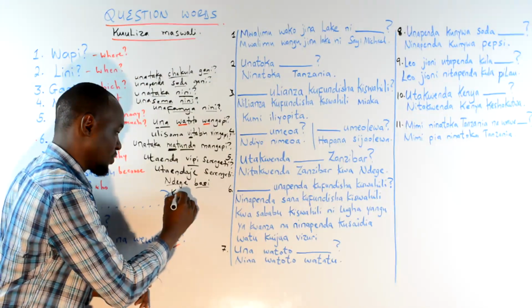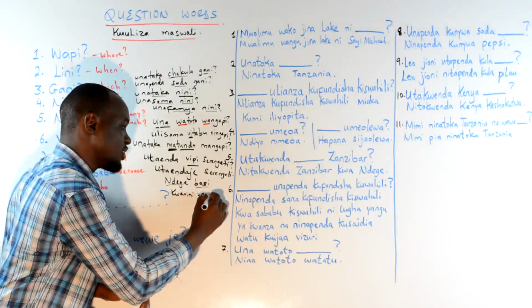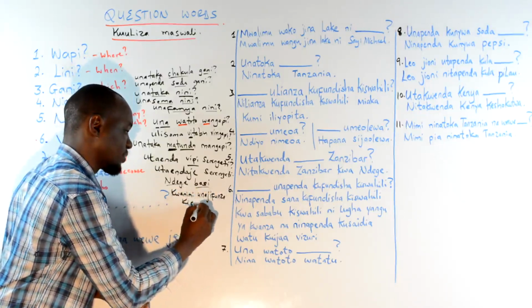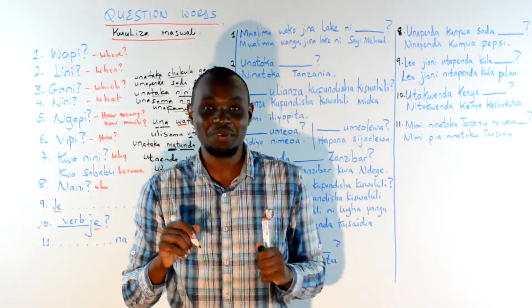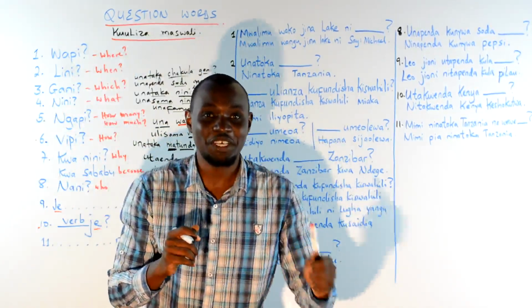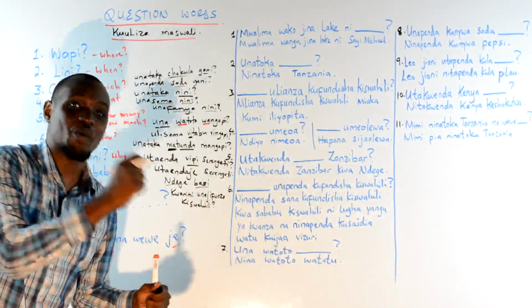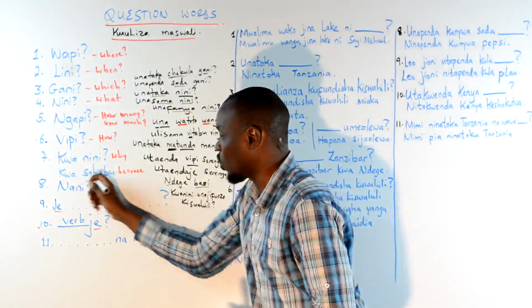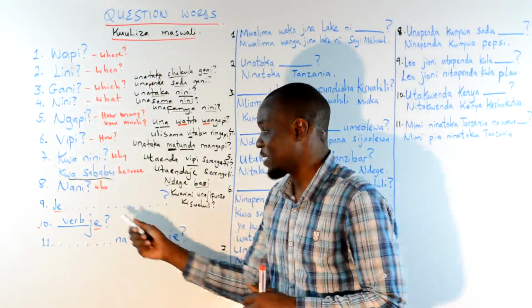Kwa nini will be in the beginning. Kwa nini unajifunza Kiswahili? Then you say, ninajifunza Kiswahili. I am learning Swahili. Ninajifunza Kiswahili kwa sababu, because, and then you give your reason. Kwa sababu is because, and then you give your reasons there.